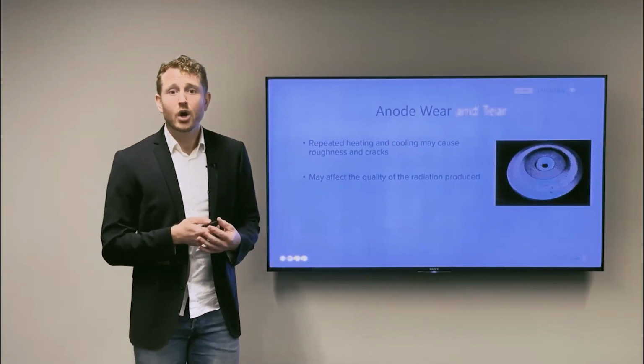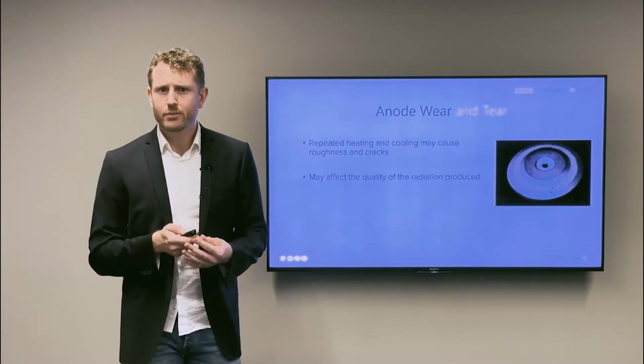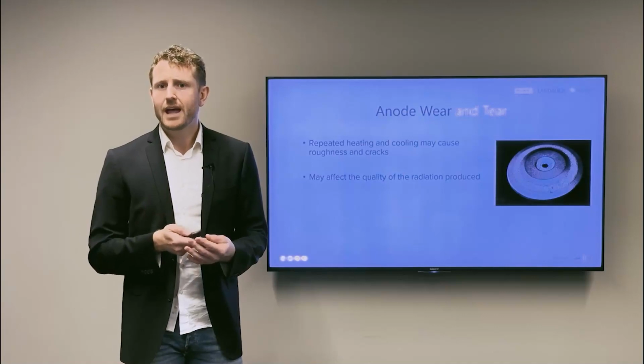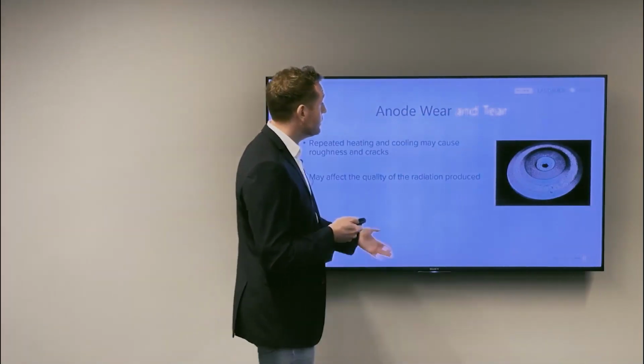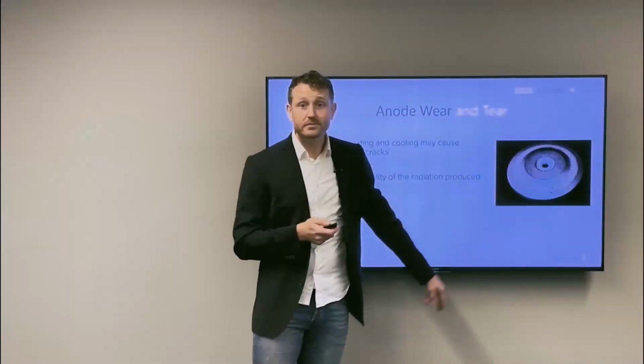The anode will also suffer from wear and tear, not only caused by vaporization. With use, it may become rougher, affecting the radiation quality. The photograph here shows a well-used anode. The repeated heating and cooling has roughened its surface.